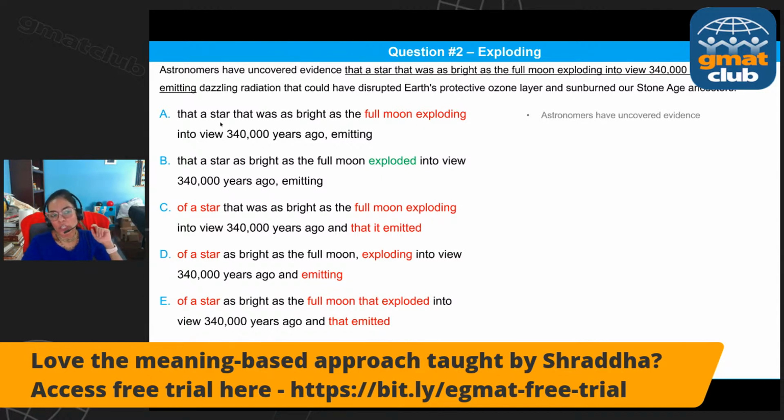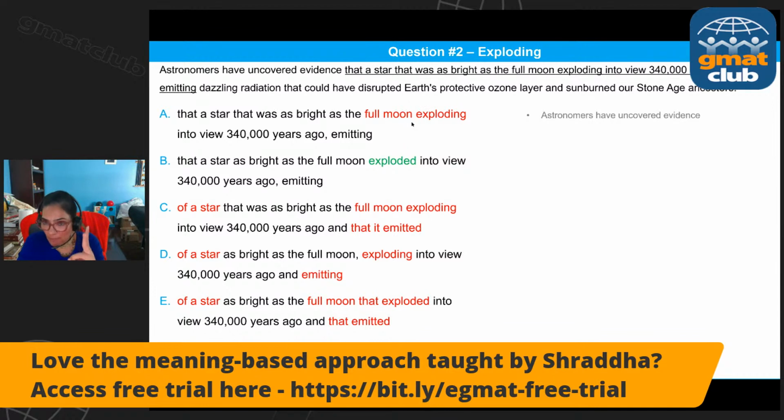Another thing happening over here is that this noun star doesn't even have a verb, right? It doesn't have a verb. Yes, we started talking about the star, but what did this star do? We have no idea because the sentence does not present the verb for it. So now let's think about it. I was just thinking when I looked at this original sentence, and I'm still not talking about the answer choices, that if I turn exploding into exploded, that way we will get a verb for the star. So that's my first error taken care of.